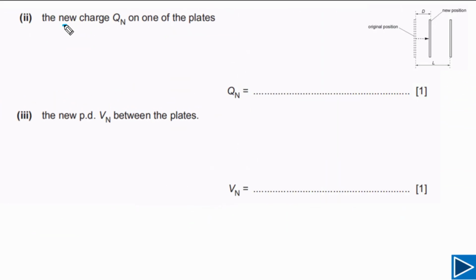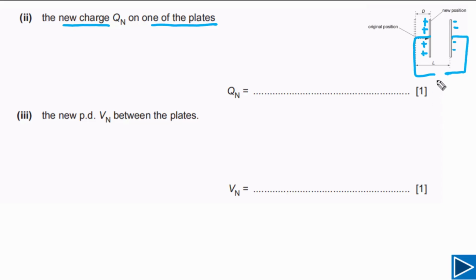For the second part, we need to find the new charge Qn on one of the plates. But it is given to us that the capacitor has been disconnected. It simply means that the power supply has been removed. So we can sketch this so you can see what is happening. Now we have removed this power supply. If we imagine there is positive charge on this plate, there will be negative charge on the other plate.